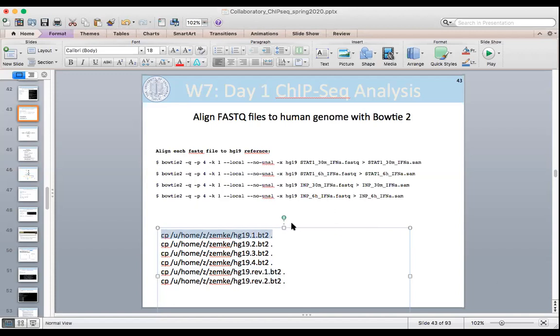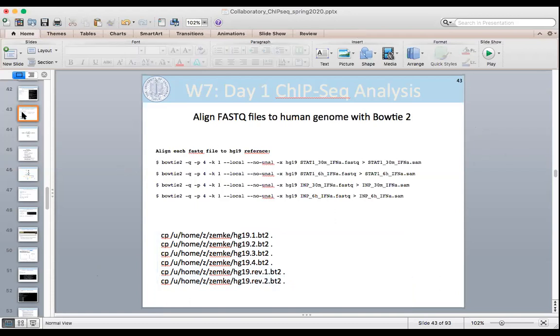I will also copy and paste them in the chat. So if you're having trouble typing it out, you can copy and paste it. Okay.